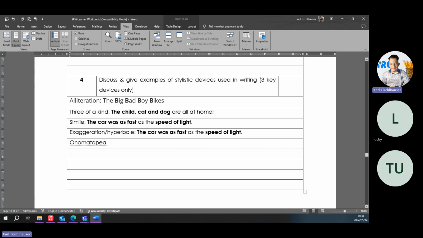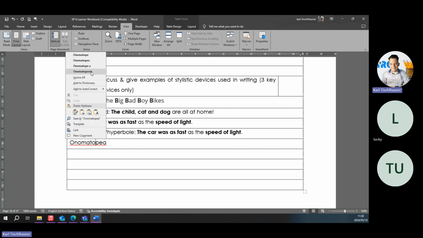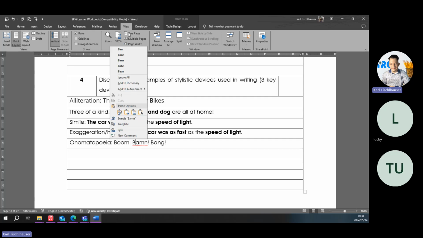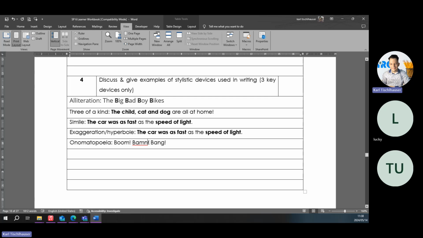Trying to remember the spelling. Onomatopoeia. There we go. Very difficult to spell. But basically, it's when you have words that sound like sounds. So if you say boom or bam, bang, anything in a comic book, that's onomatopoeia. Okay, this thing's saying I didn't spell bam right. Okay, yeah, any of that.